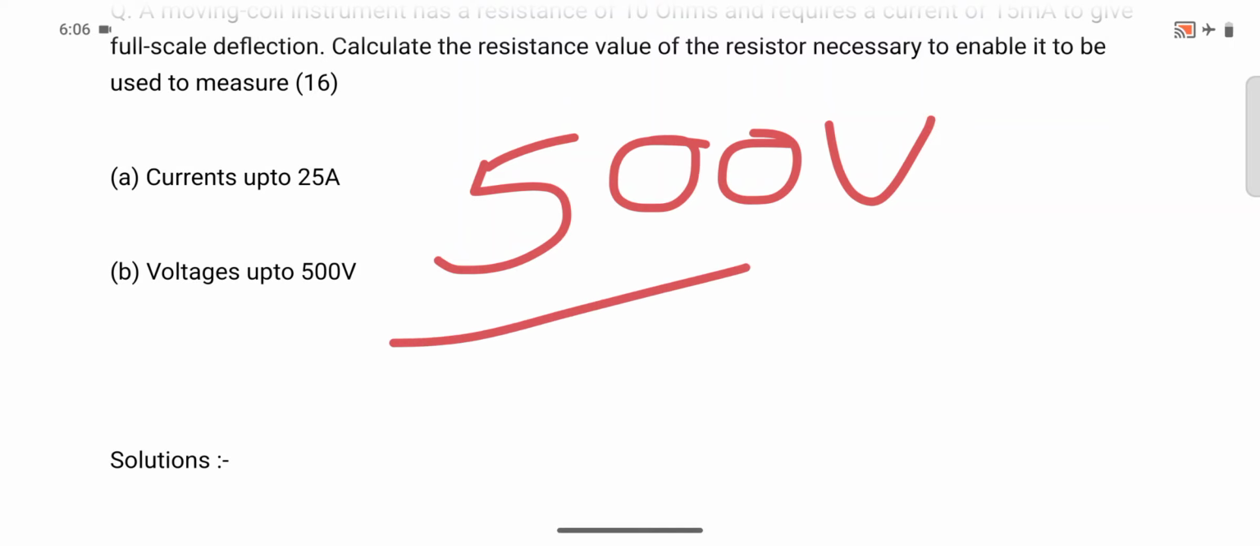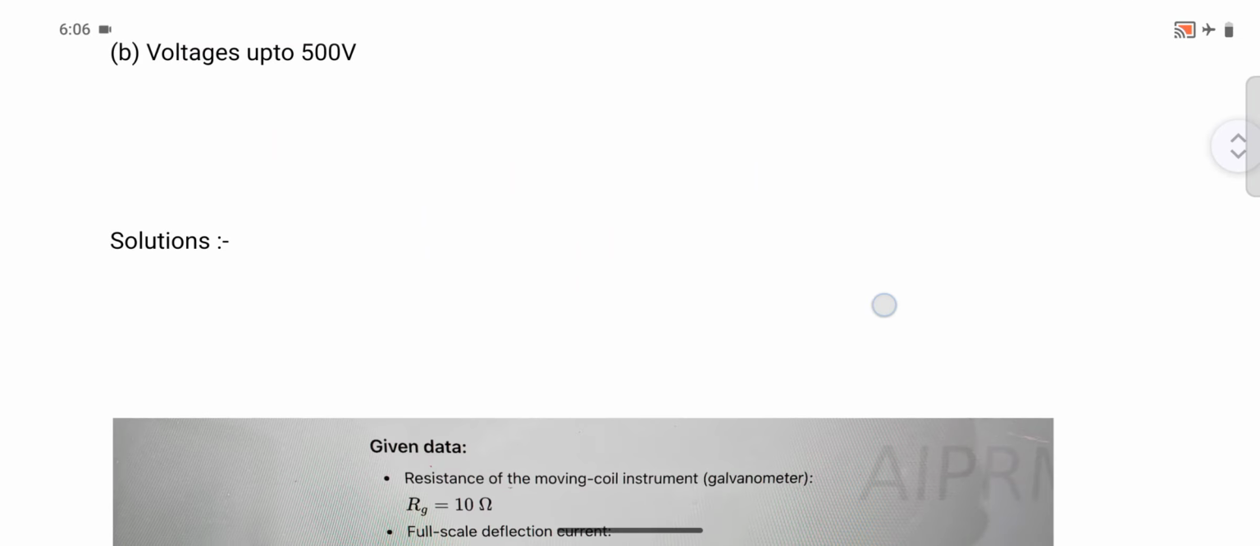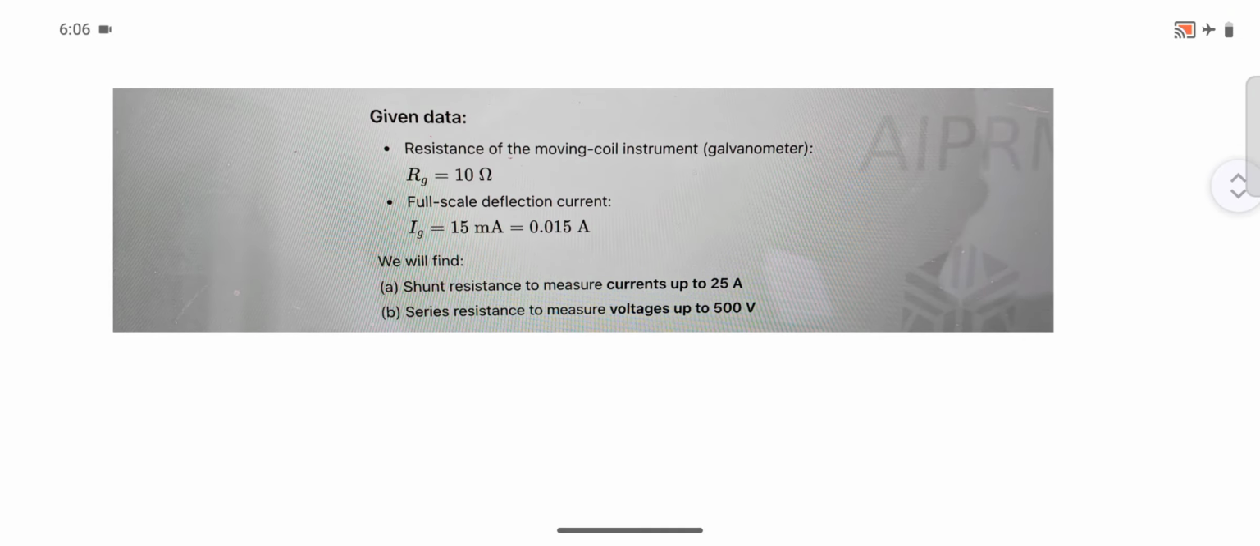So in this question, we have to calculate the resistance value of the resistor necessary to enable it to measure current up to 25 ampere and voltage up to 500 volt. So first I will write the data given in the question. What are the data given in the question? You can see on the screen.